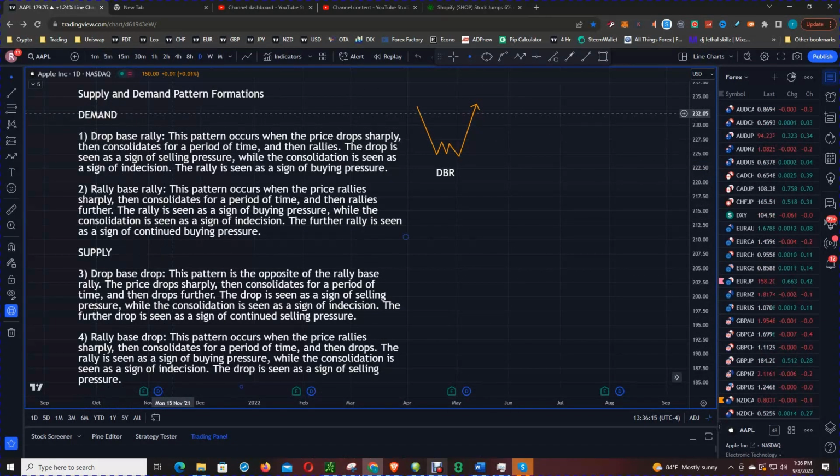All right, the second formation that's classified as demand is the rally, base, rally. And this is sort of a continuation pattern. The pattern occurs when the price rallies sharply, then consolidates for a period of time, then rallies further. The rally is seen as a sign of buying pressure, while the consolidation is seen as a sign of indecision. The further rally is seen as a sign of continued buying pressure. So what that looks like is a rally, base, and then rally.